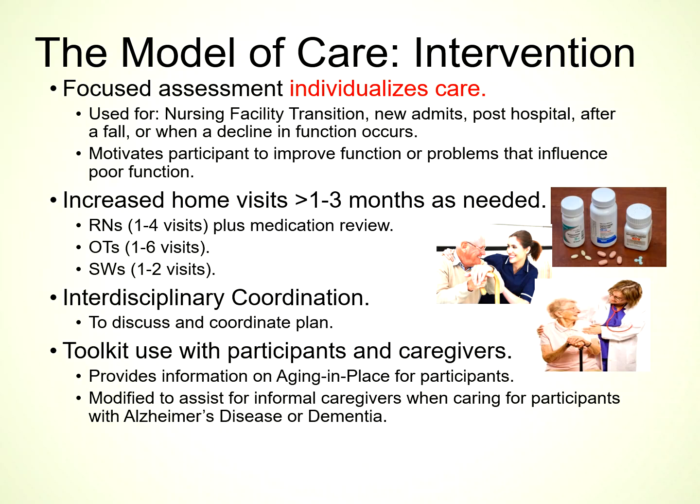And then we've developed an evidence-based toolkit to use with participants and informal caregivers. It provides information on aging in place for participants. It was modified to assist the informal caregivers when caring for participants with Alzheimer's disease or dementia, because this occurs commonly in the My Choice program.